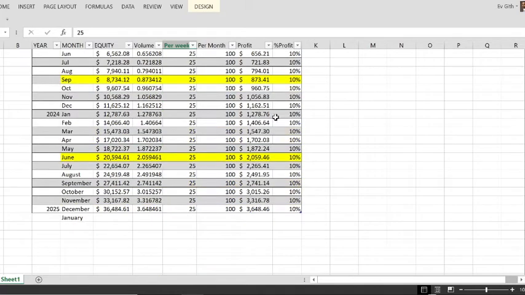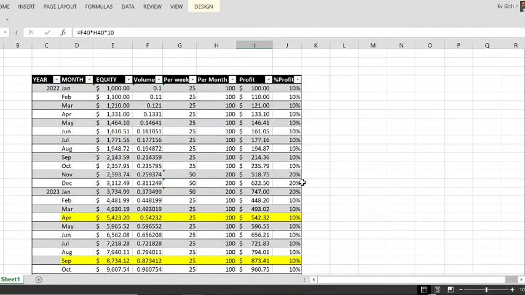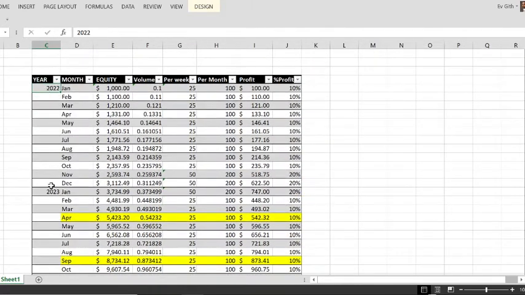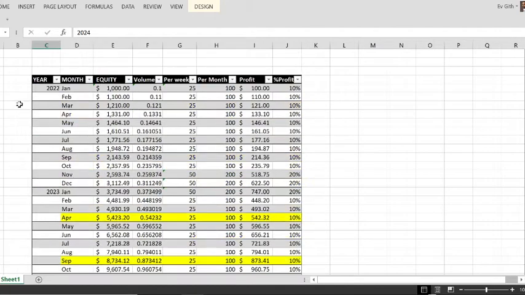it means that by 2025, I'll be able to achieve that monthly income of $3,000. The number of years this will take is 1, 2, 3 years.